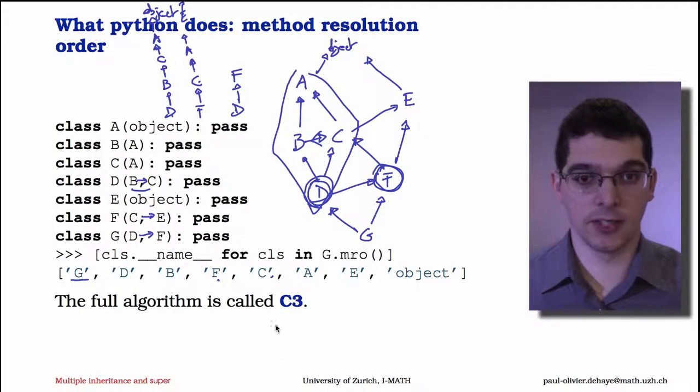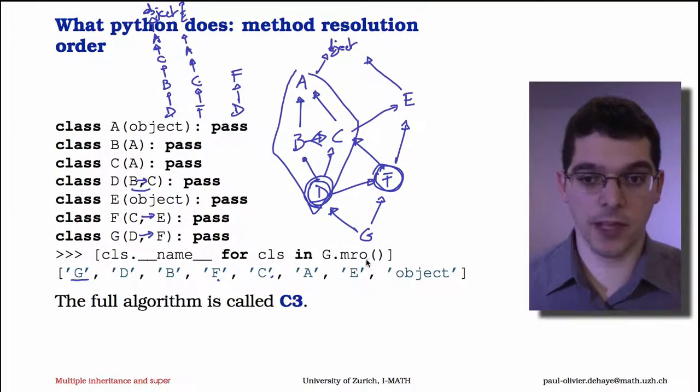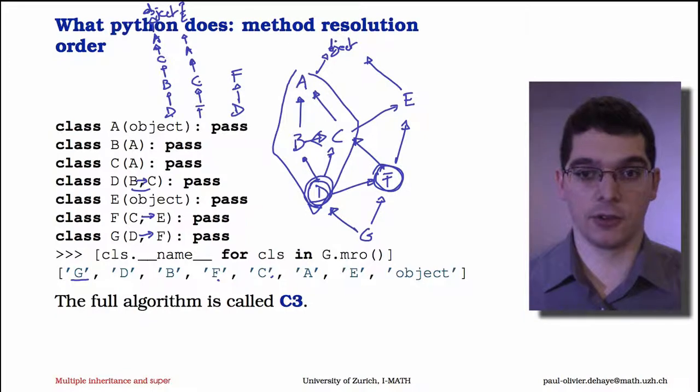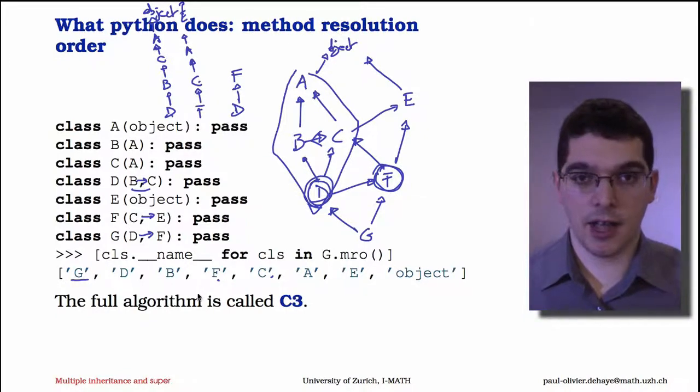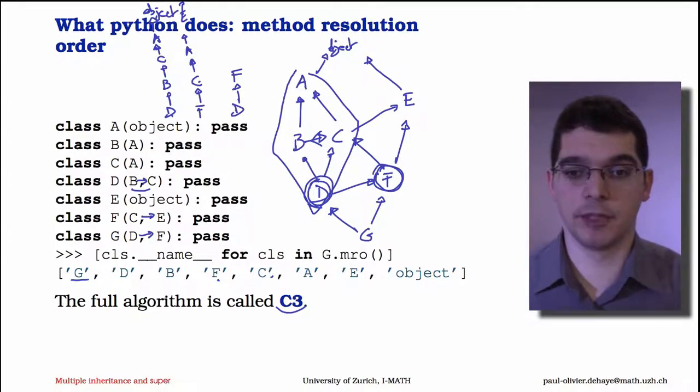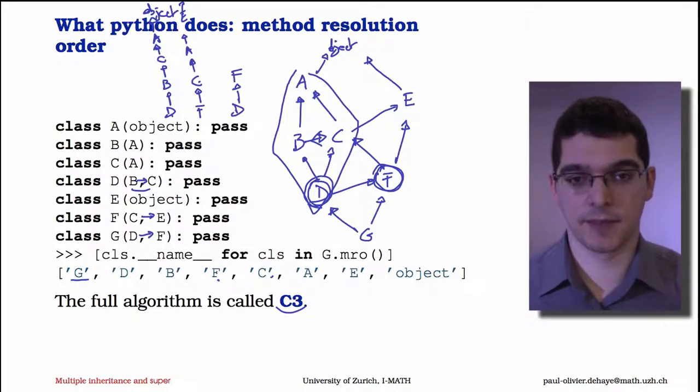Okay, so this is quite complicated, but whenever you have a class, you can call the MRO method, and this will give you a list of classes. And here I've just asked Python to print the names of those classes. I haven't fully specified the resolution algorithm, which is called C3, but this is really good enough. As I said, it becomes very complicated.